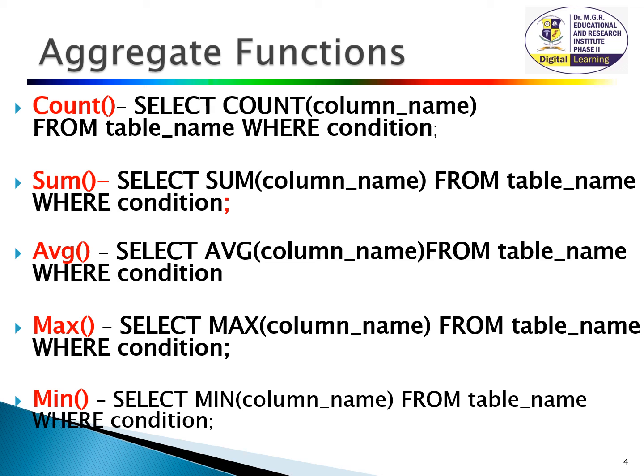The maximum function is used to find the maximum value of a certain column. This function determines the largest value of all the selected values of a column. And the last is the minimum function. This function is used to find the minimum value of a certain column. This function determines the smallest value of all the selected values of a particular column.